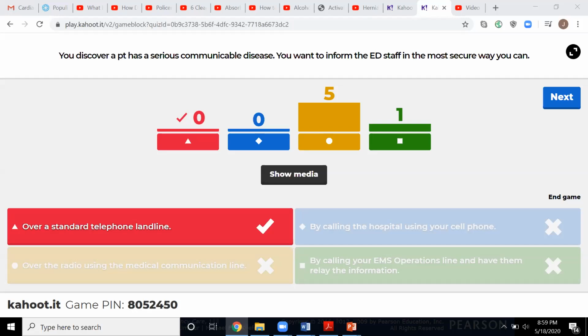You don't really want to use your private cell phone at work. That's just standard for the most part, even though we all do use it, but I guess on paper, we wouldn't be using our cell phone. By calling your EMS operations line and having them relay it, no, that would be letting people know that shouldn't know what's going on with your patient.